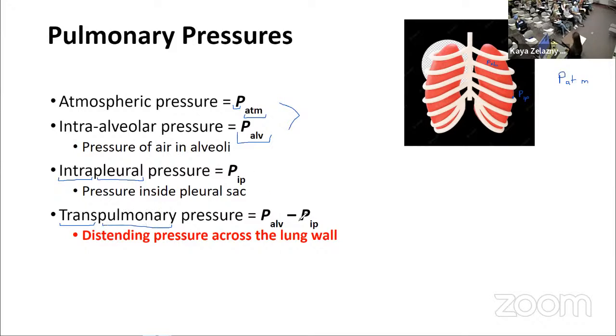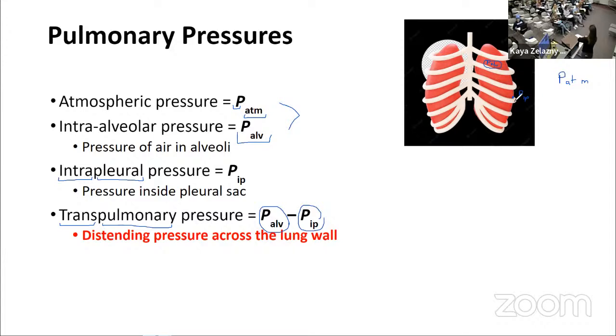All that's going to be is the difference in pressure between the alveolus, so inside the lung, right? So that pressure in the alveoli, subtracting that pressure in the intrapleural space, okay? So this is an important component of breathing because this is kind of how we're sticking that lung tissue to the inside of the chest wall.